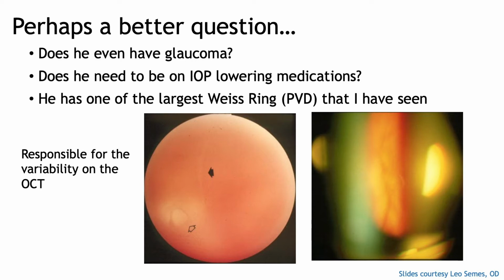When you were looking with your 90 or 78 through a dilated pupil, he had probably one of the largest, most dense Weiss rings that I have ever seen. And it wasn't subtle. I think the density of that Weiss ring floating just above the optic nerve is really responsible for the variability on his OCT scan.